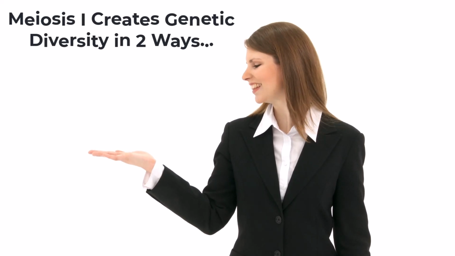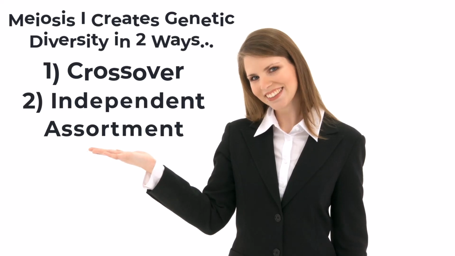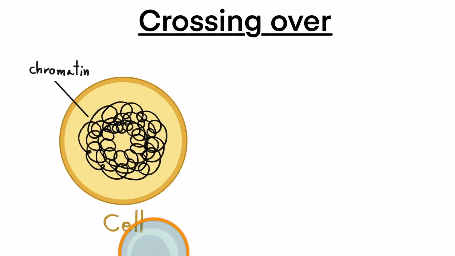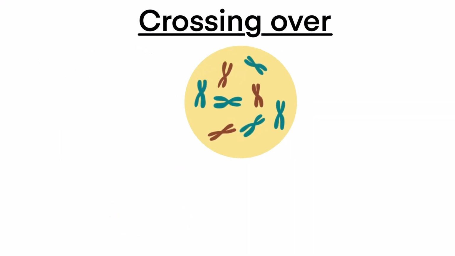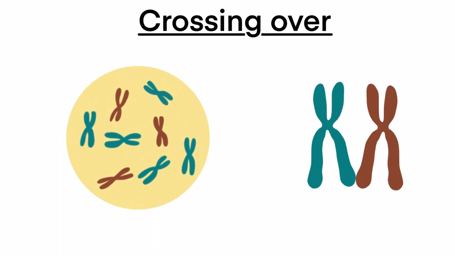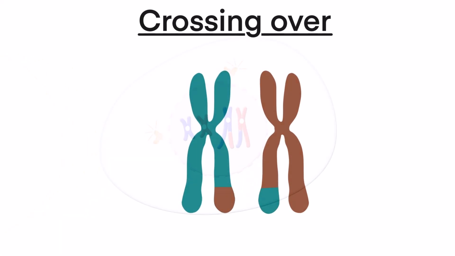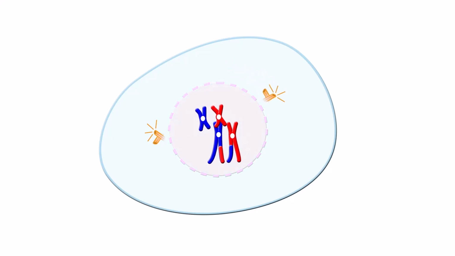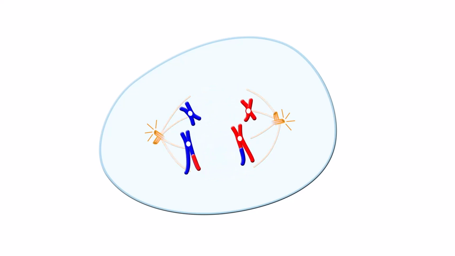To summarize, meiosis 1 creates genetically diverse gametes in two ways. First, crossing over, and then independent assortment. During prophase 1, crossover events between non-sister chromatids of each homologous pair of chromosomes generate recombinant chromatids with new combinations of both maternal and paternal genes. Also, the random assortment of tetrads on the metaphase plate produces unique combinations of maternal and paternal chromosomes that will make their way into the gametes.